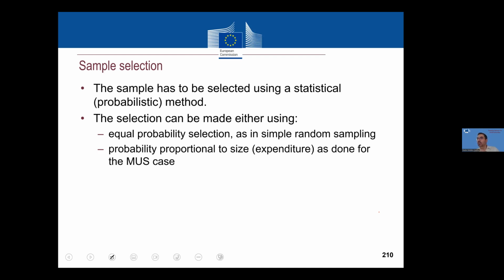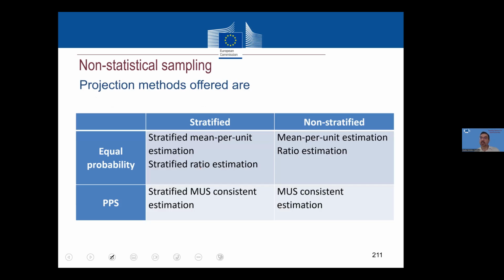Which limit for the non-statistical sampling is applicable in case we group old and new programming? Okay, we'll talk about these things of the thresholds for tomorrow. So the selection of the sample needs to be probabilistic, as I said, and you select the sample either with equal probability, as in simple random sampling, or with probability proportional to expenditure, as done in the MUS case. Okay, exactly the same thing.